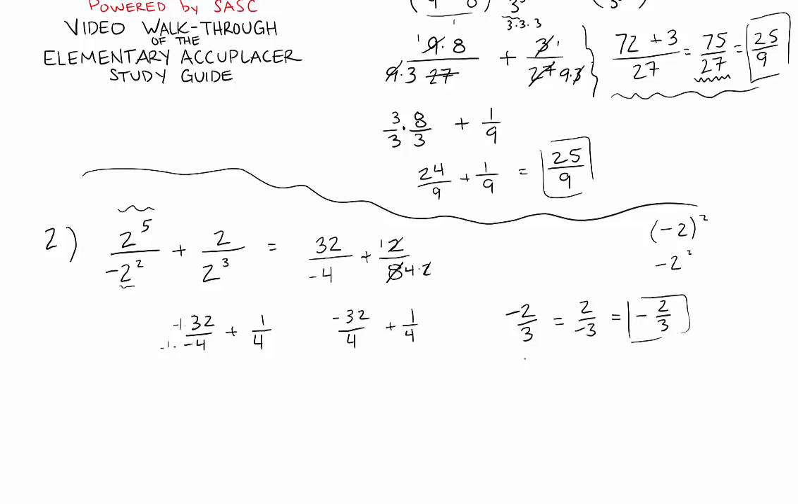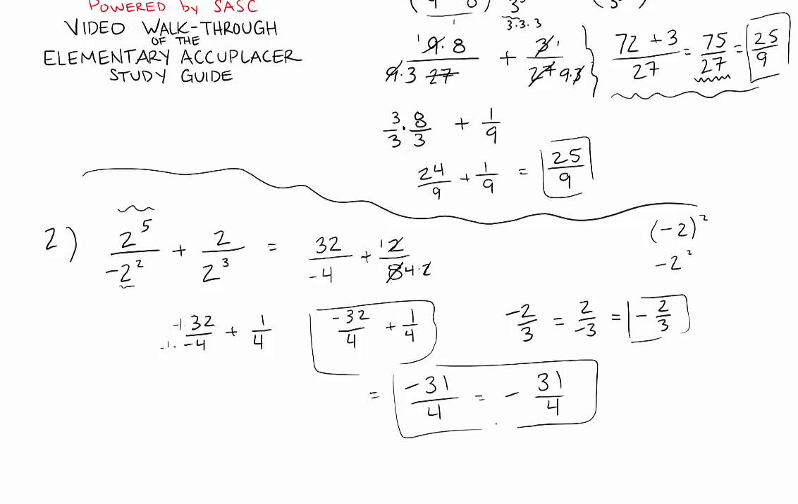But in either case, you should end up with this as one of the steps in your problem. And then we just say, well, negative 32 plus 1 is equal to negative 31 over 4. Or I can write it like this, negative 31 over 4. But in either case, this is the final answer.